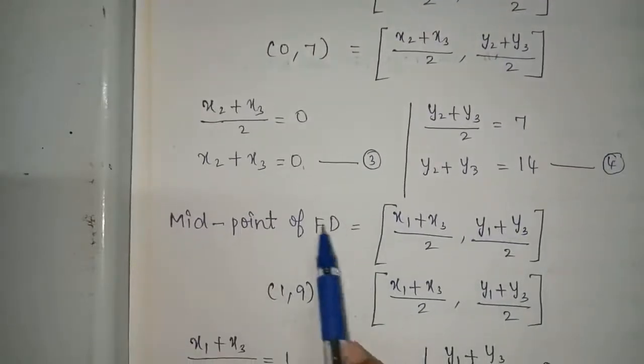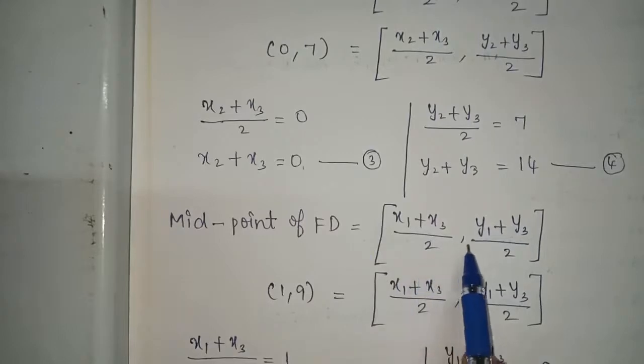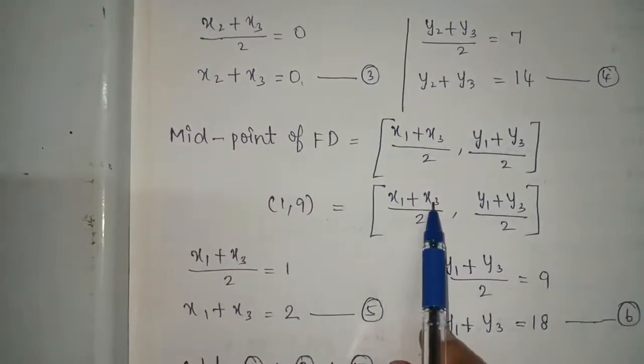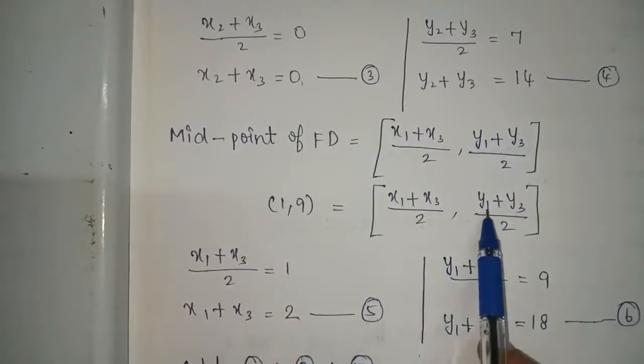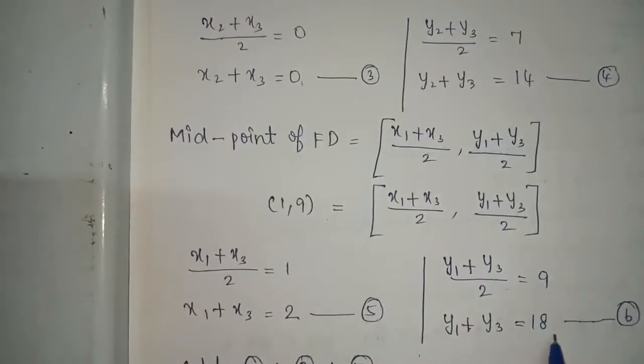Then midpoint of FD. Midpoint of FD is equal to (x1 plus x3) by 2, (y1 plus y3) by 2. Midpoint of FD is (1, 9), which is equal to (x1 plus x3) by 2, (y1 plus y3) by 2. Equating the x and y coordinates, (x1 plus x3) by 2 is equal to 1. So x1 plus x3 is equal to 2. This is equation number 5. (y1 plus y3) by 2 is equal to 9. So y1 plus y3 is equal to 18. This is equation number 6.